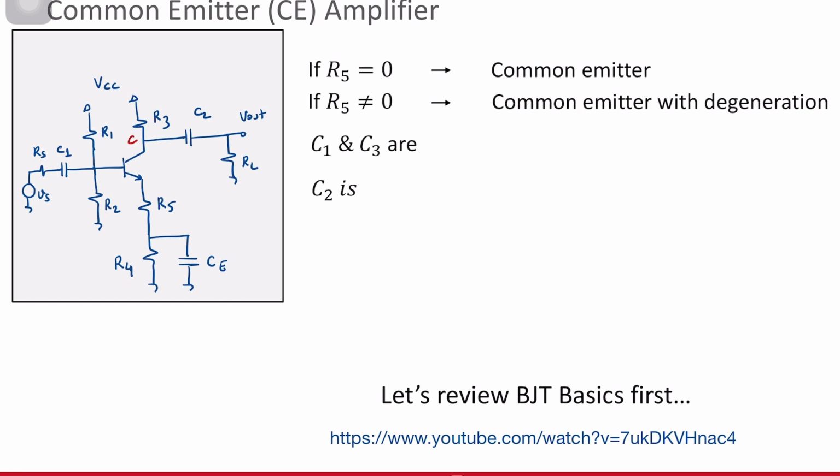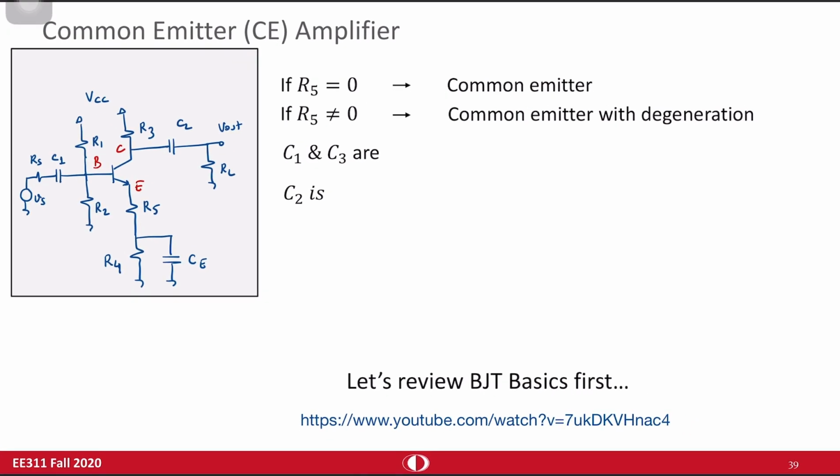Remember the node names: collector, base, and emitter. When R5 is equal to 0, you have a short circuit. This is a bypass capacitor. Emitter is shorted. We have a common emitter amplifier. If R5 is not equal to 0, then it's known as common emitter with degeneration. It's quite similar to common source and common source with degeneration. I'm going to change these notations as well.